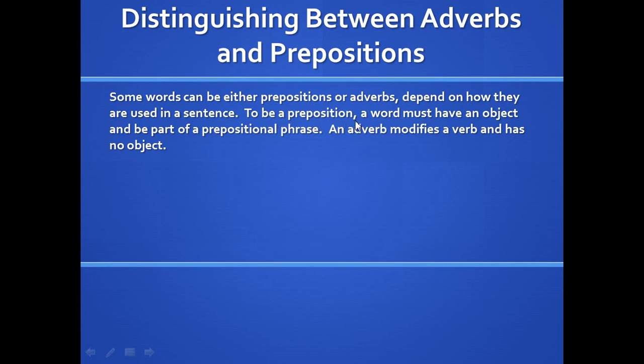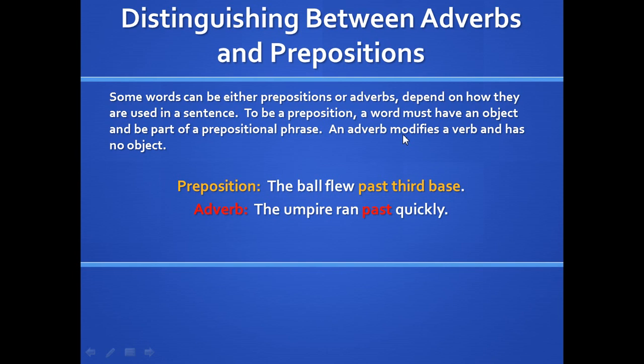To be a preposition, a word must have an object and be part of a prepositional phrase. An adverb modifies the verb and has no object. So the word can be used as an adverb if it's describing a verb. As we said before, the adverb describes a verb. It can be a preposition if it has an object, because we said the prepositional phrase is made out of a preposition and a noun or a pronoun, and in this case the pronoun or the noun is the object of the preposition. Let's see some examples.